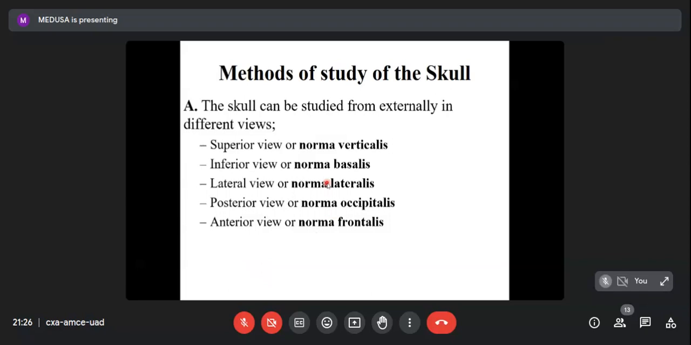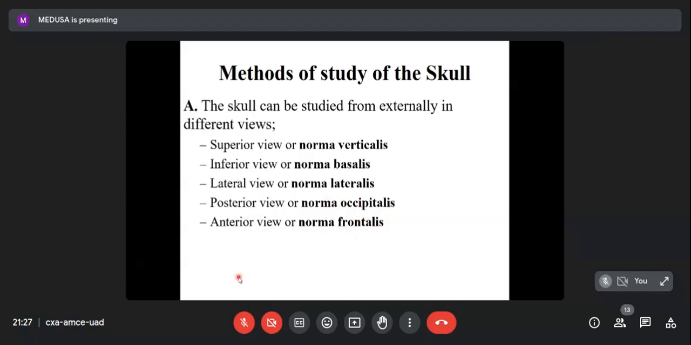However, these darkened names here look complicated, but really they are things we know. Norma verticalis means on top, basilaris means down there, lateralis means the sides, right or left. Occipitalis, we know where the occipital bone is found, so it is the behind or the dorsal part of your head. Frontalis, we know where the frontal bone is, so facially, we're going to face these ones. So these are methods that we can use to study the bones.